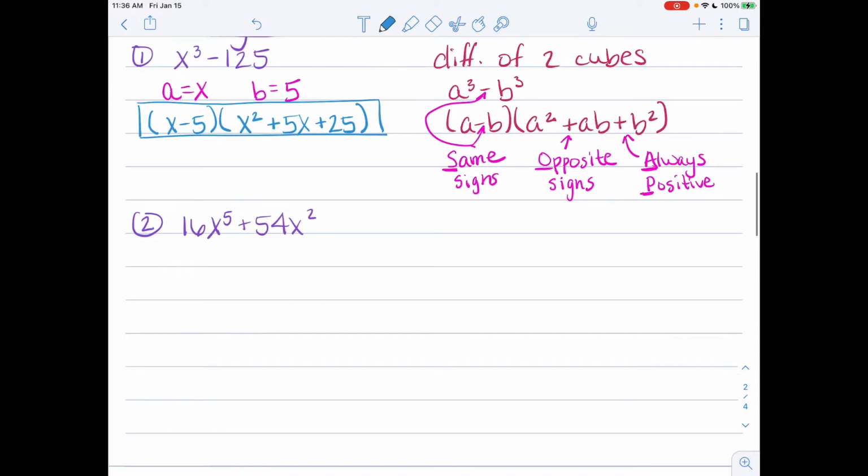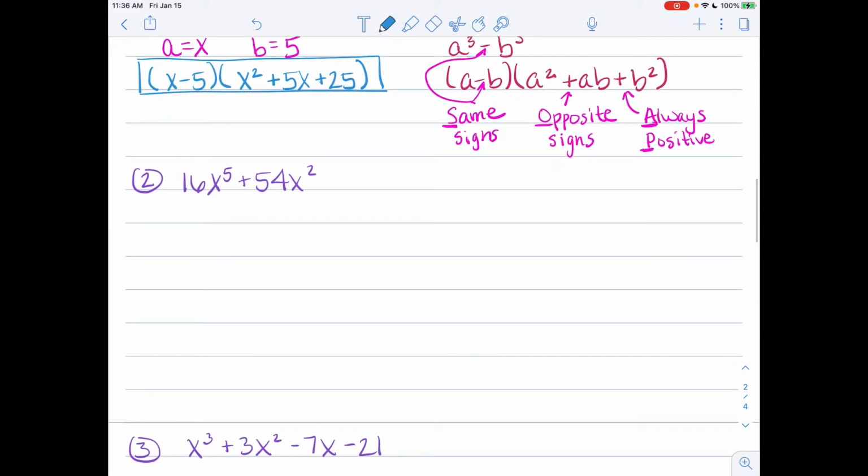Let's take a look at problem number 2. First thing I want to look for is a greatest common factor, and this time I do have one. Checking 16, that doesn't divide into 54. Thinking of factors of 16, I have 8 and 2 or 4 and 4. 8 and 4, neither one will go into 54, but 2 will, so I'm going to pull out a 2.